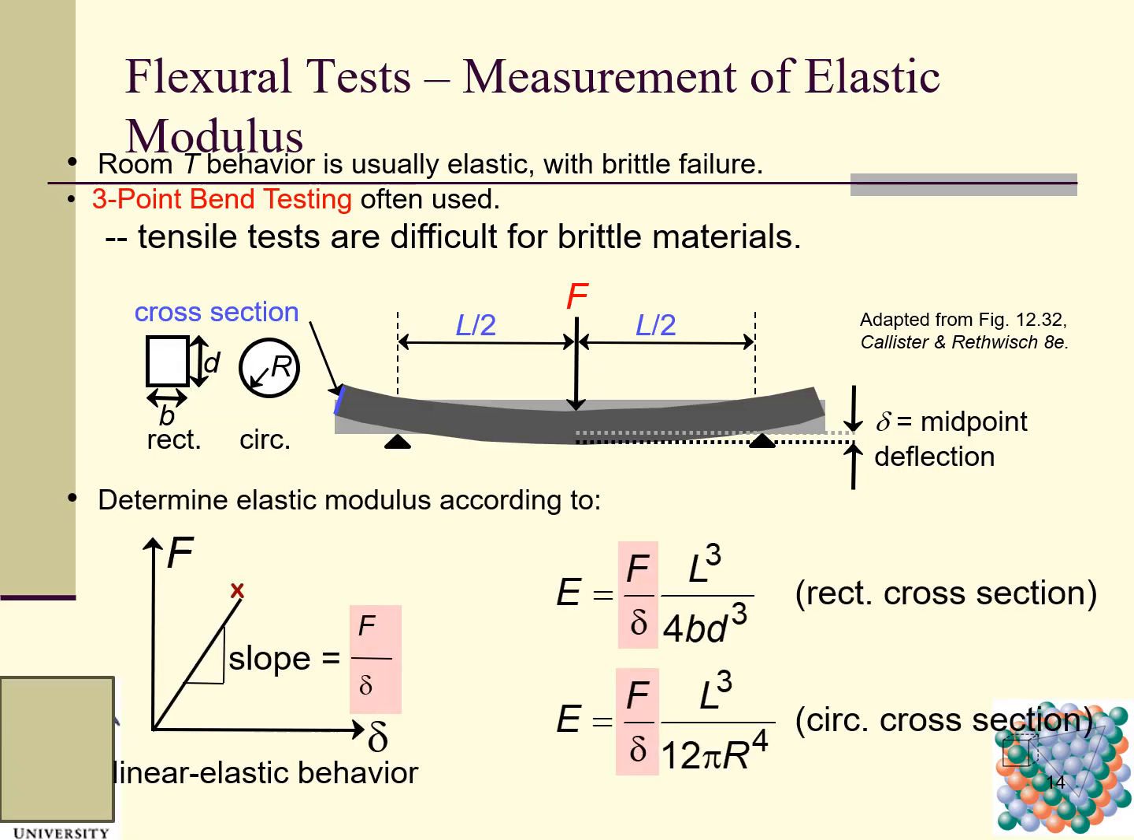Determine the elastic modulus according to this diagram. This is the applied force F, and this is the resultant midpoint deflection. The slope is related to the Young's modulus; the slope equals F divided by delta. For Young's modulus, we have these equations to calculate. This equation is for a rectangular cross-sectional area, and this equation is for a circular cross-sectional area.